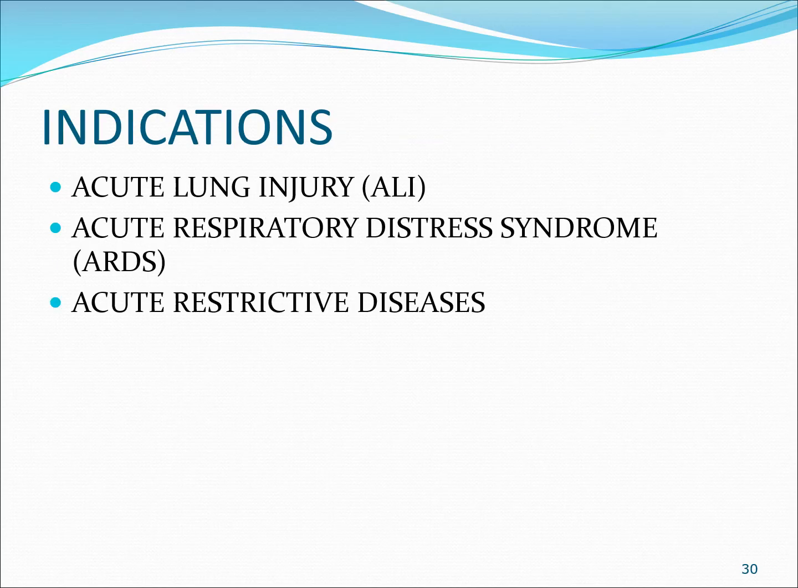So what are the indications for APRV? Acute lung injury, ARDS, and also acute restrictive diseases. You want to avoid patients who have COPD or hyperinflation diseases with APRV. It doesn't really work very well with that. It also works with the morbidly obese patient, which is another lecture in itself. But for what we're talking about, acute lung injury, ARDS, picture perfect.